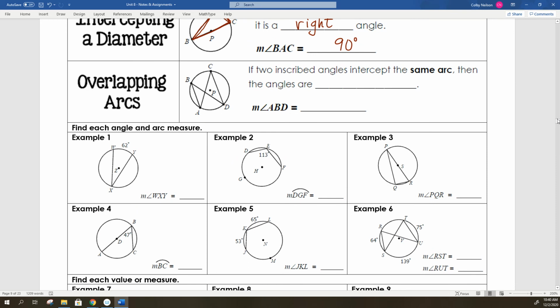Overlapping arcs. All right, so I've got an arc. Let's read the words here. If two inscribed angles intercept the same arc. For example, angle A here, its arc is B to C. You follow the lines, B to C. And then we go to angle D, follow its lines, it's the same arc. Take a wild guess. The angles are the same. So we'll say congruent.